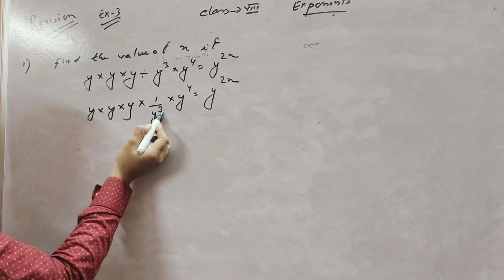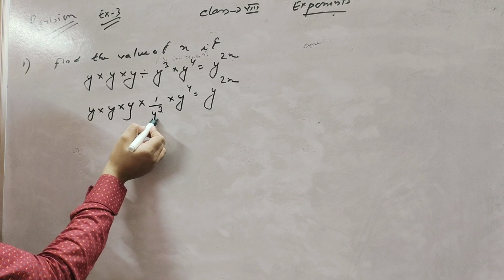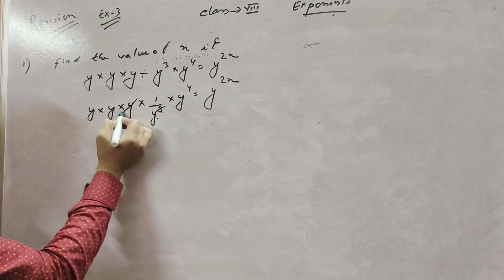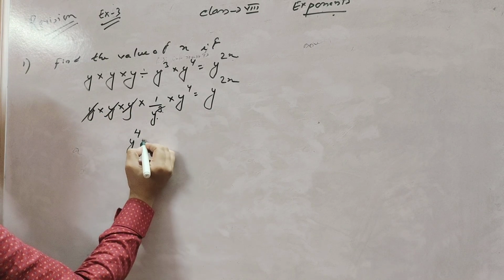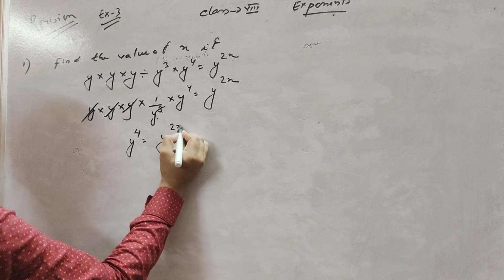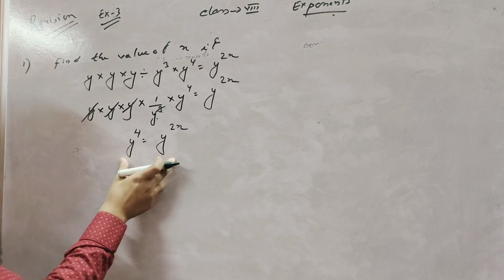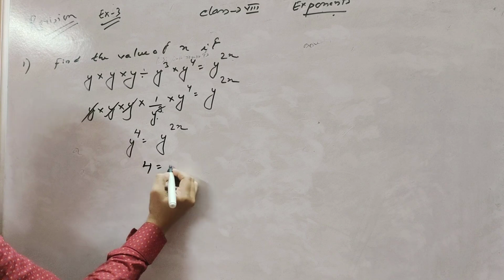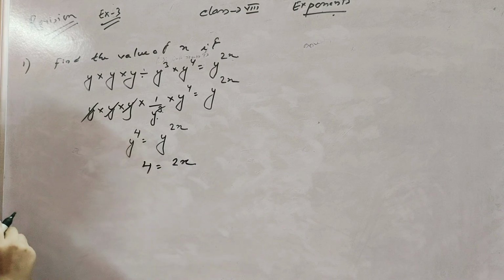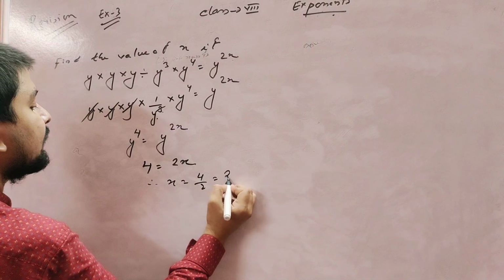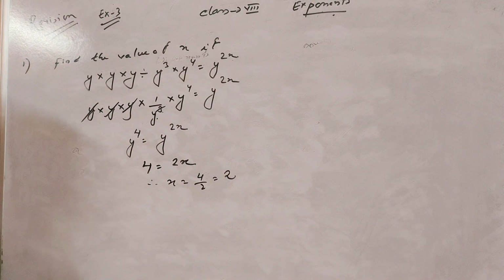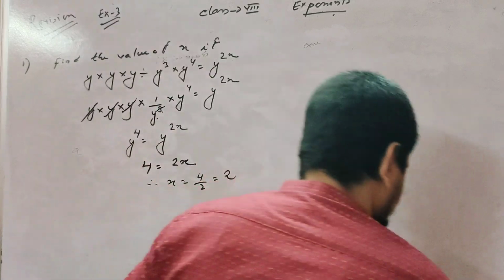You see y cube, that means y into y into y. So this y cube cancels all these threes. So what we get here is y to the power 4 equals y to the power 2x. So y cancels, what we get here is 4 equals 2x. Therefore x equals 4 upon 2, that is 2. Okay, note.